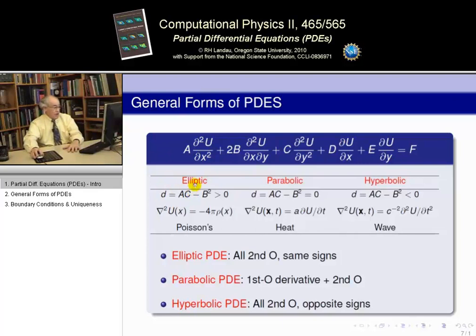An elliptic partial differential equation has D, the discriminant, determinant, a product of AC minus B squared, greater than 0. So you can think of an elliptic differential equation as like Poisson's equation. If we look at Poisson's equation here, del squared, which is the derivative with respect to x, y, and z, second derivative, is equal to minus 4 pi rho. In elliptic, all the derivatives are second order, and they all have the same sign when placed on the same side of the equation. So all of the second derivatives enter here with a positive sign. That's an elliptic differential equation.